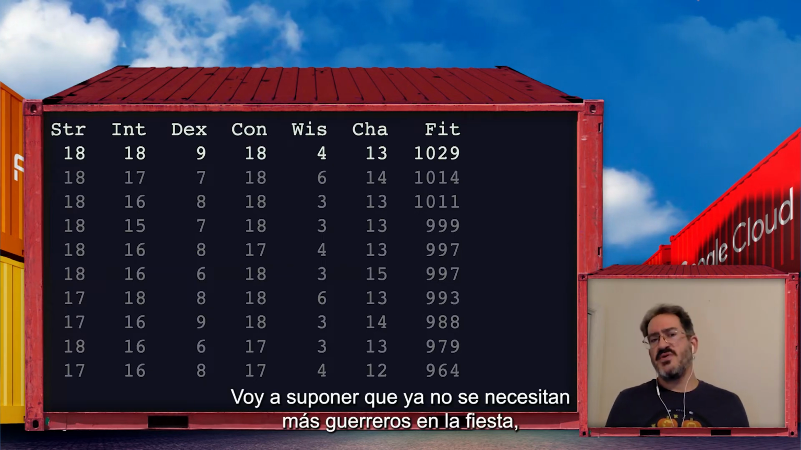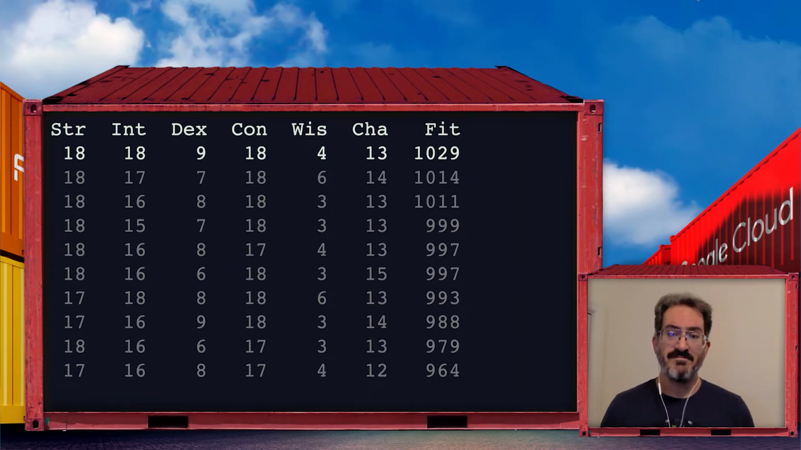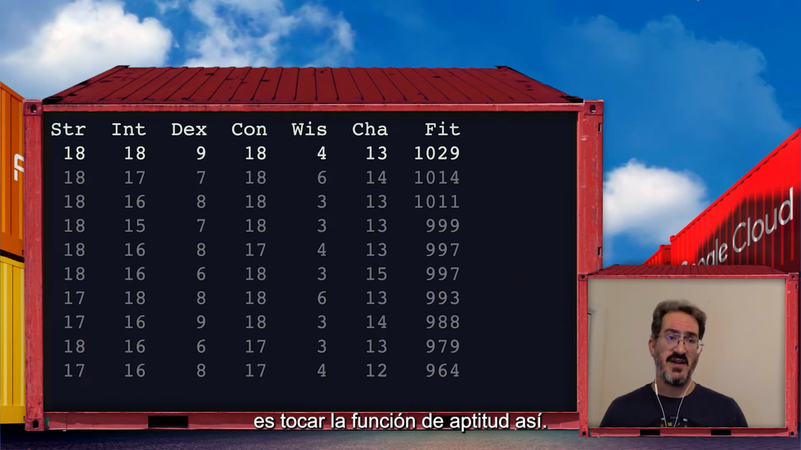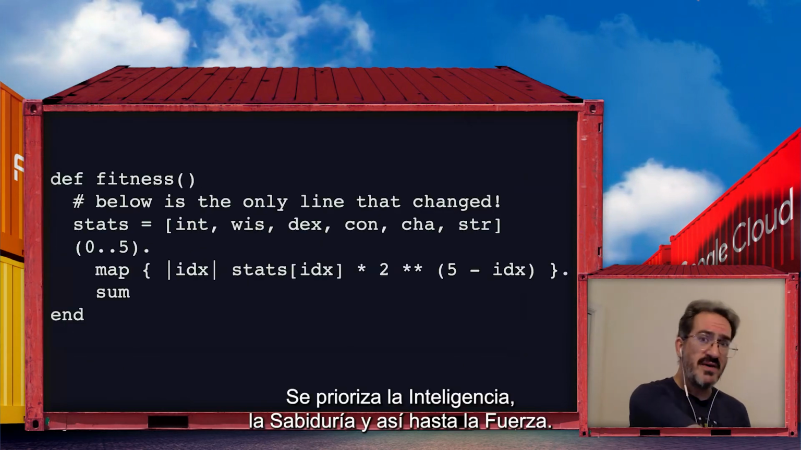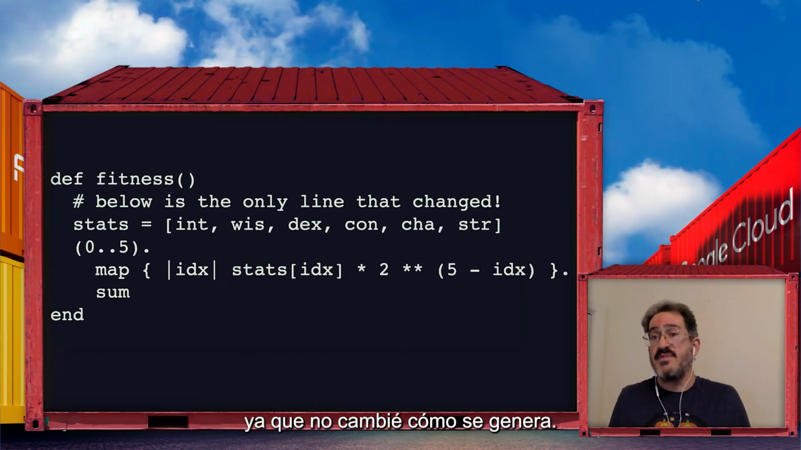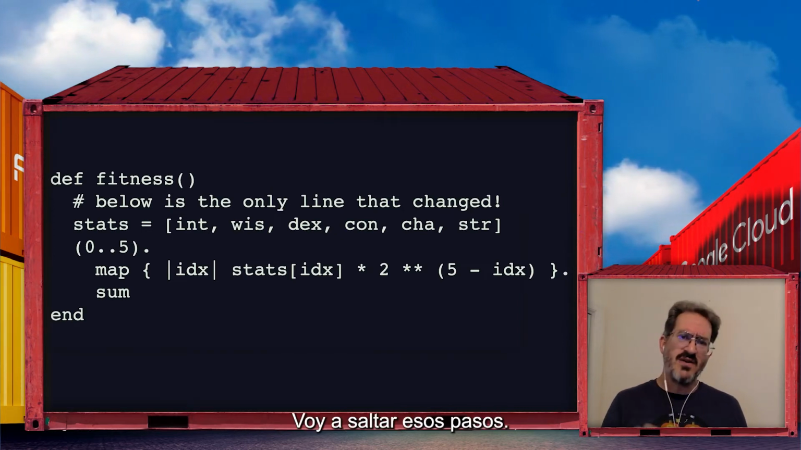Now let's suppose we don't need any more fighters in the party, but now we need a wizard. All we need to do is tweak our fitness function like so, to prioritize intelligence first, then wisdom, and so on down to strength. An initial population would look roughly the same since we haven't changed how that gets generated. So I'll spare you those steps.